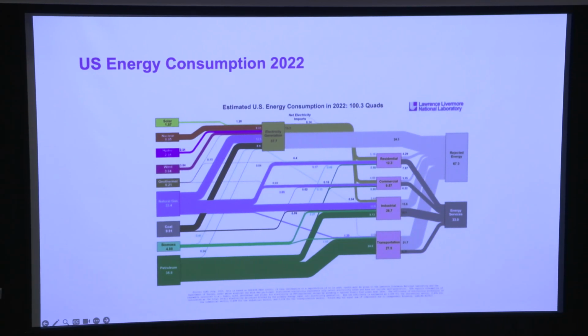And I just want to call your attention to a couple boxes here. So electricity generation, which comes primarily from natural gas. This is a 2022 Sankey chart. Consumes about 38 quads, 100 quads.